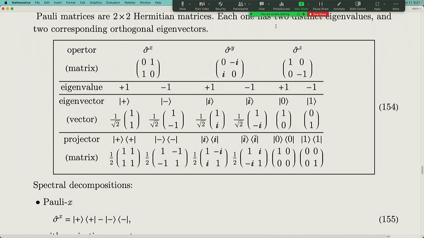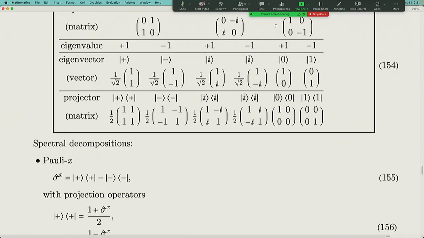Oh, I see. So it is just using the summation formula. Yes, this is the sum, not subtraction. All the minus signs come from these eigenvalues. It is because the eigenvalue is -1 for the minus projection operator that it appears as if you are subtracting these two eigenprojectors.